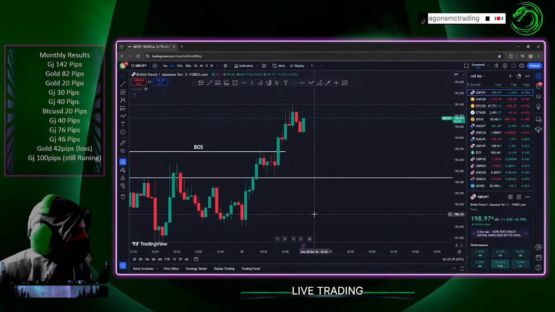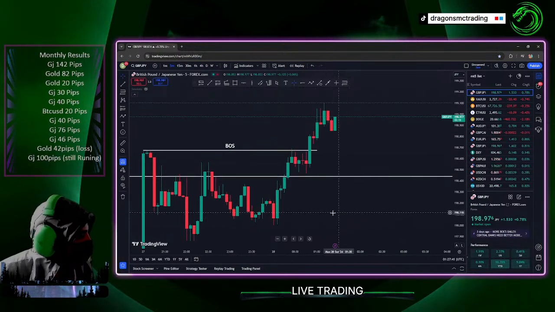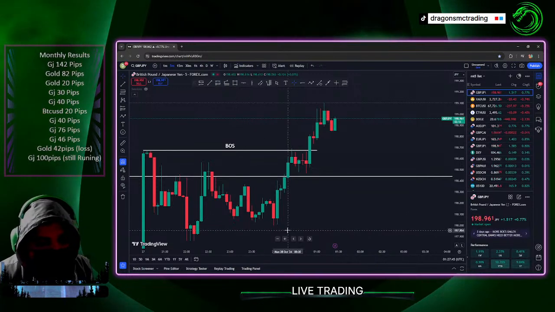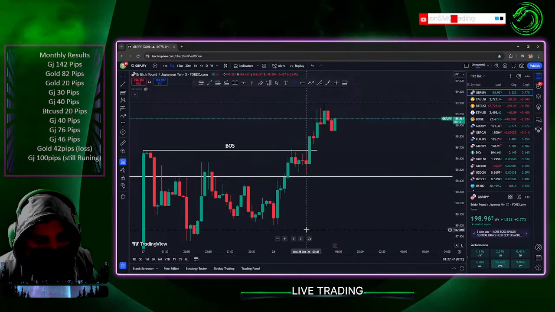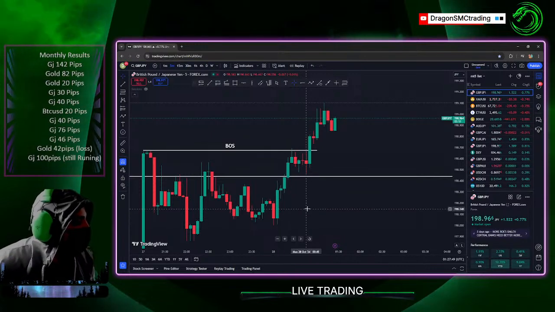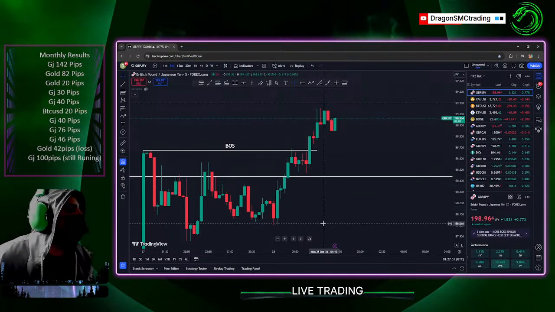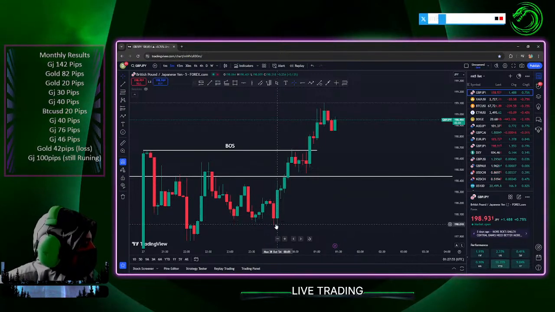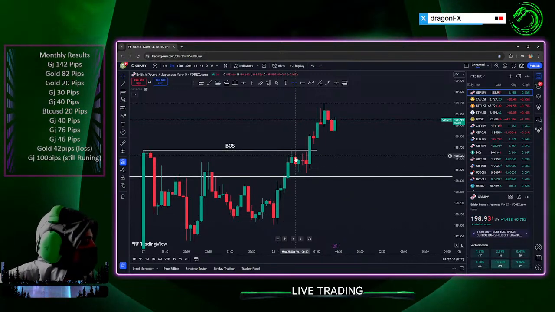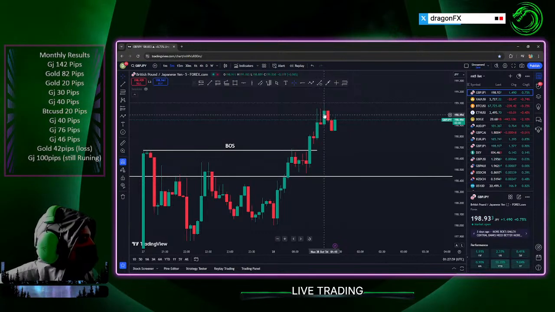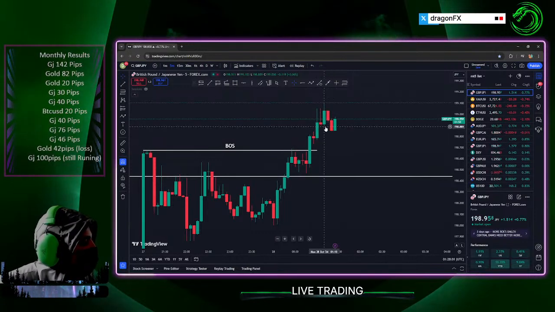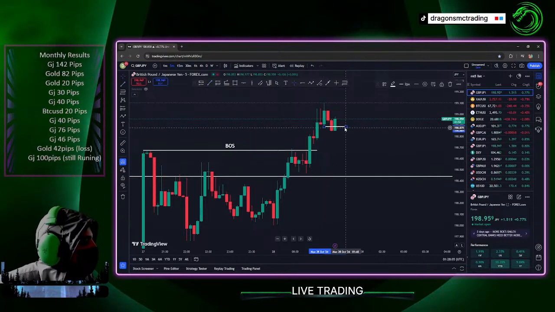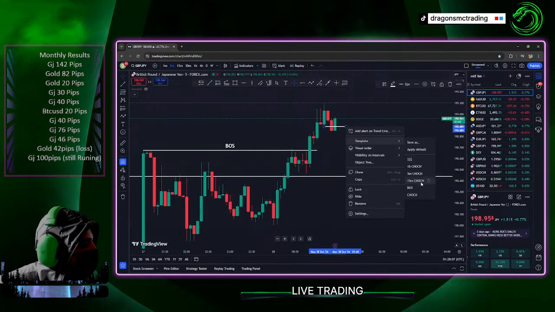Let me see if this is better to see. All right, this is how you identify a market shift from bullish to bearish. Right here on the 5-minute time frame, the price was pretty bullish until the price broke below this level right here, creating a change of character to the downside. And this is a bearish change of character.